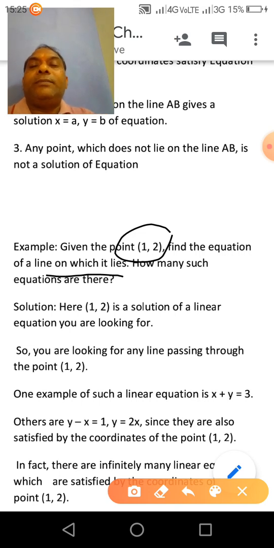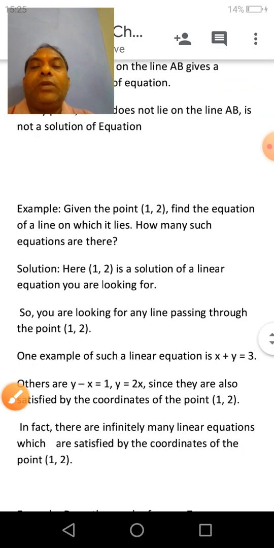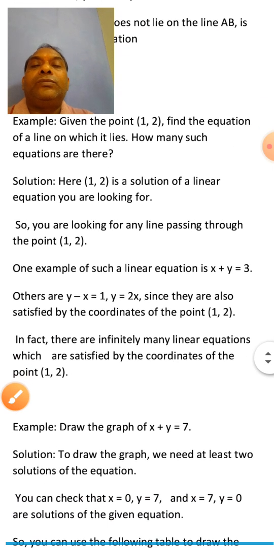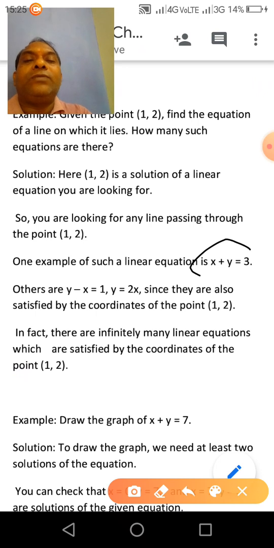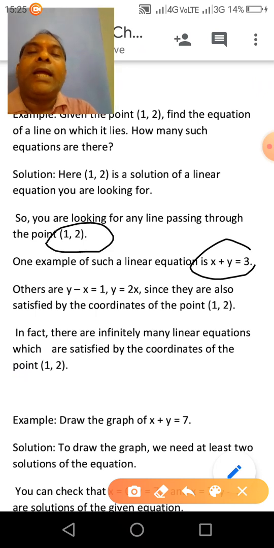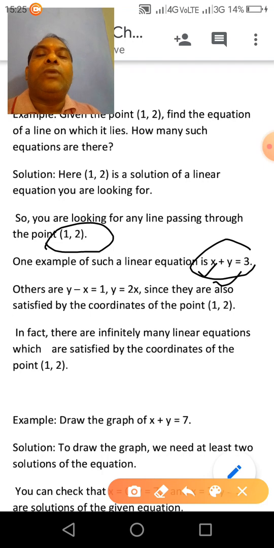So solution: (1, 2) is a solution of a linear equation. One example of such an equation will be x plus y is equal to 3, because if we put x is equal to 1 and y is equal to 2, then 1 plus 2 is equal to 3. It means LHS will be equal to RHS. Clear? So the line will be x plus y is equal to 3.